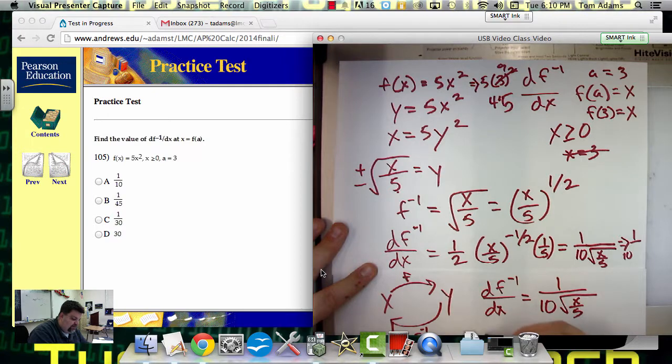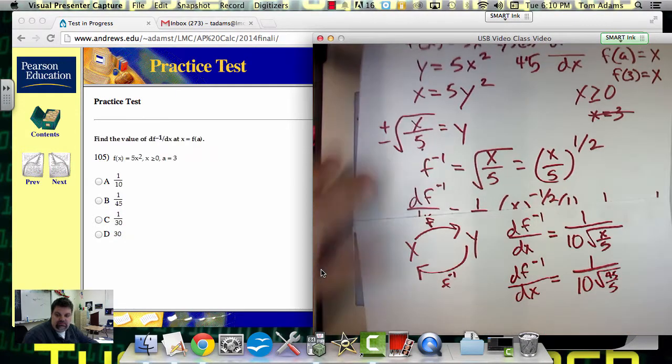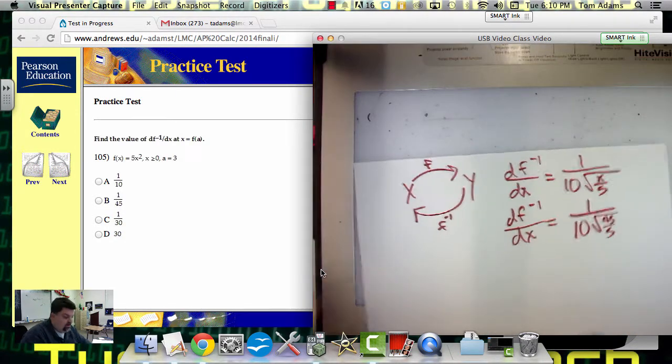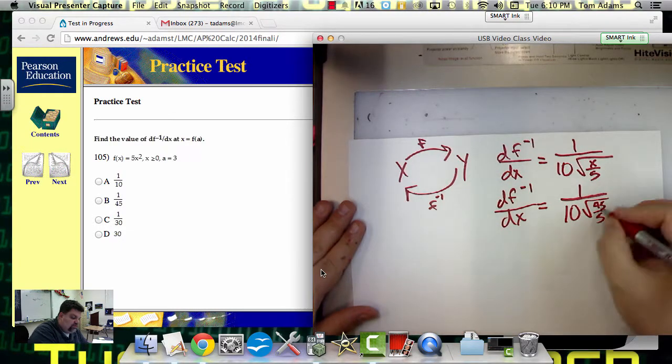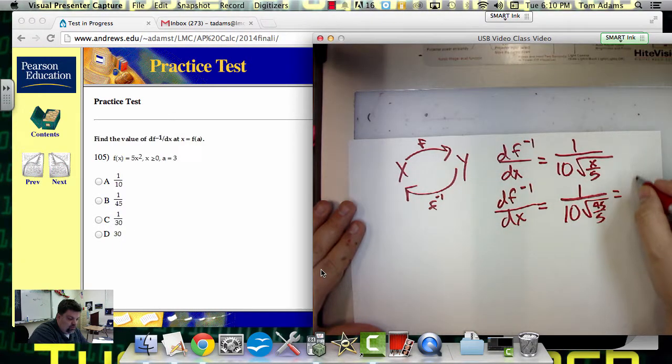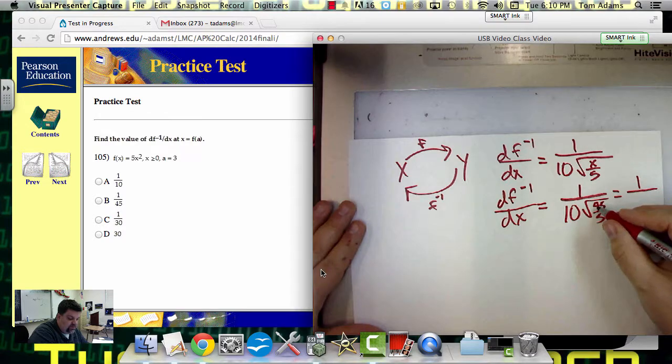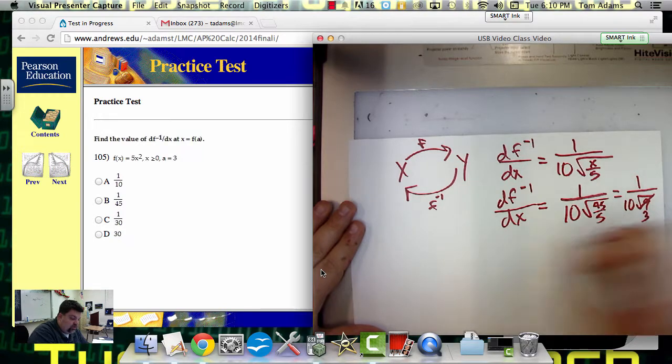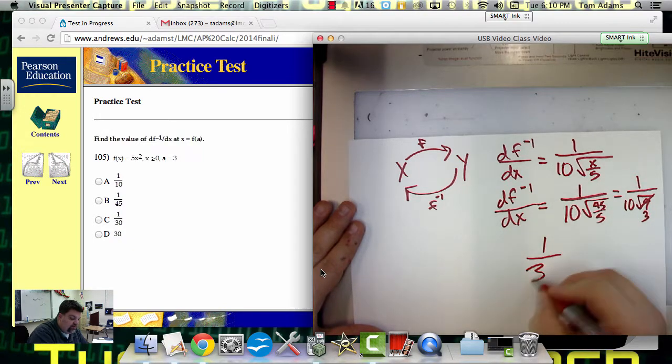In other words, I'm going to calculate this expression at x equals 45, which would be 45 over 5, like that. Okay? So now that's going to give me 1 over, this is going to be the square root of 9, which is 3, or 1 over 30.